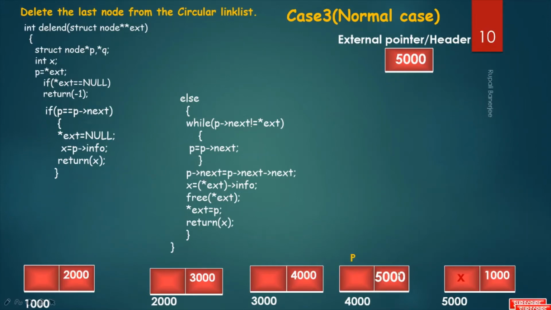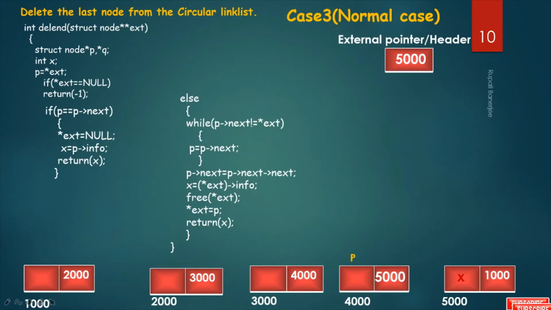From where I can get this 1000? It is P arrow next arrow next. I repeat, P is 4000, P arrow next is 5000, P arrow next means 1000. So P arrow next equals P arrow next arrow next. In this way, I am getting this 1000 here.